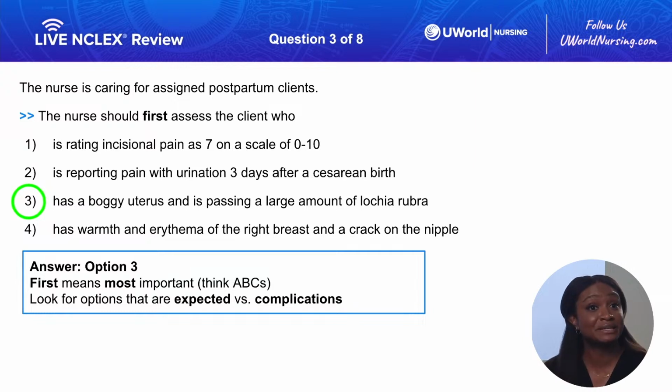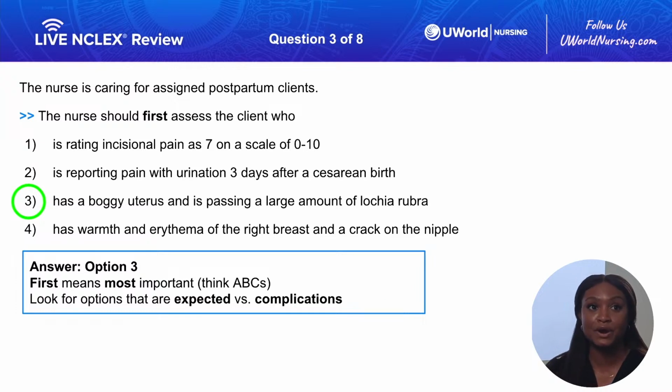This is not who you would assess first. Again, number 2, reporting pain with urination 3 days after cesarean birth. Again, this can be an expected finding if normally after cesarean birth you have a Foley. So sometimes you feel a little bit uncomfortable, or it could be a UTI coming on. So again, an expected finding but not a higher priority than bleeding.